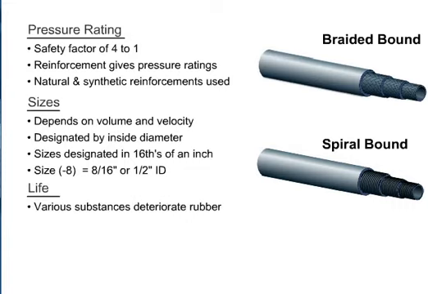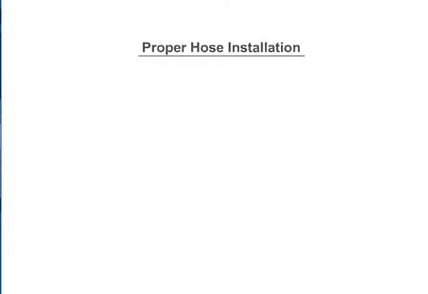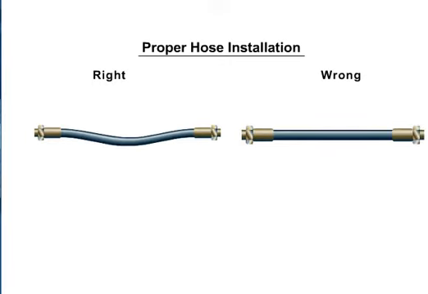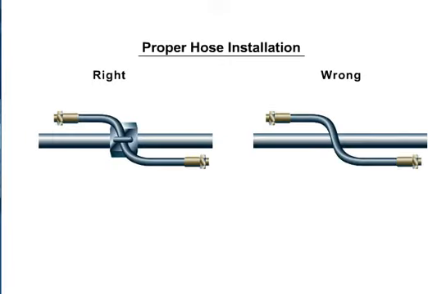Hose life is good, but all rubber slowly deteriorates with contact from various substances such as solvents, water, sunlight, heat, etc. Hoses are not as permanent as metal conductors and should be replaced every few years. Proper hose installation is critical. Improper bends, twisting, or lack of proper anchoring may lead to hose failure.